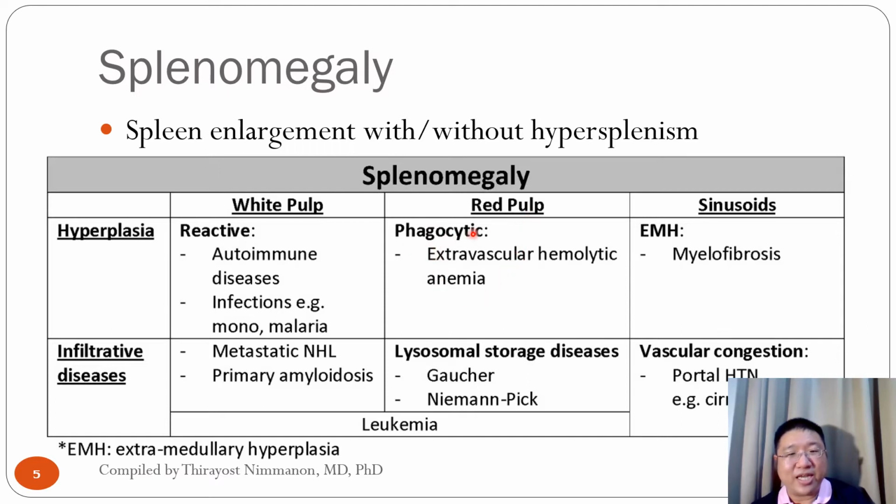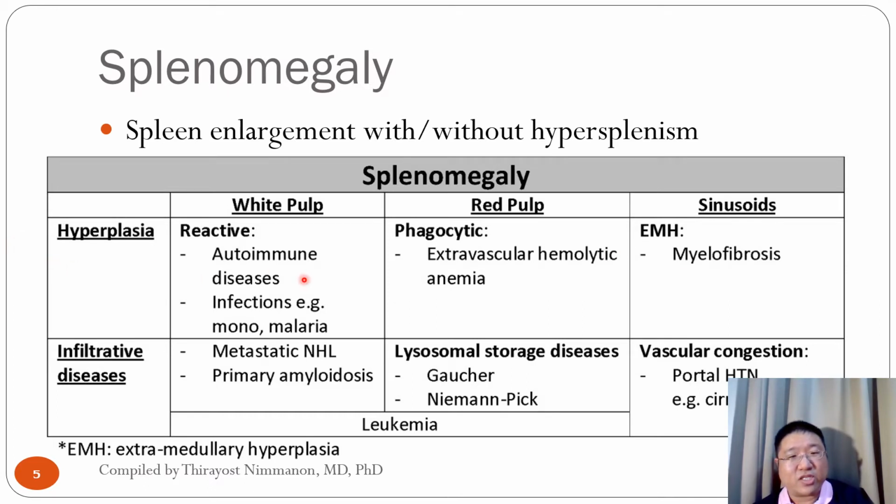The hyperplasia of the red pulp includes extravascular hemolytic anemia. The most important example of this in Thailand may be thalassemia, or hereditary spherocytosis. And sometimes the hyperplasia takes place within the sinusoids, which is seen in conditions with extramedullary hematopoiesis, for example, in myelofibrosis.